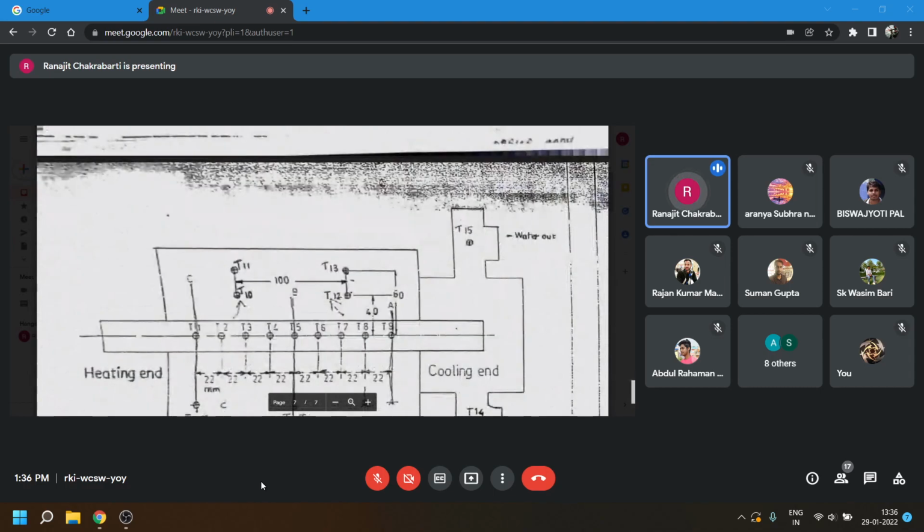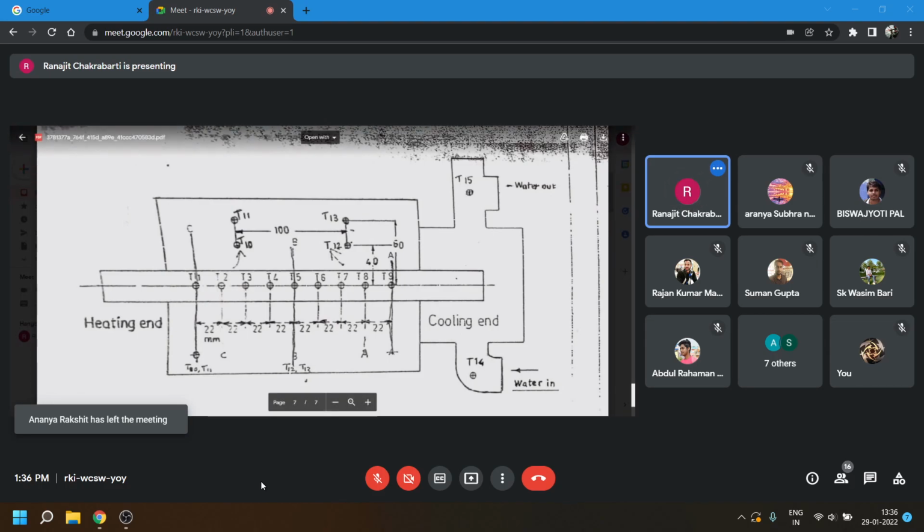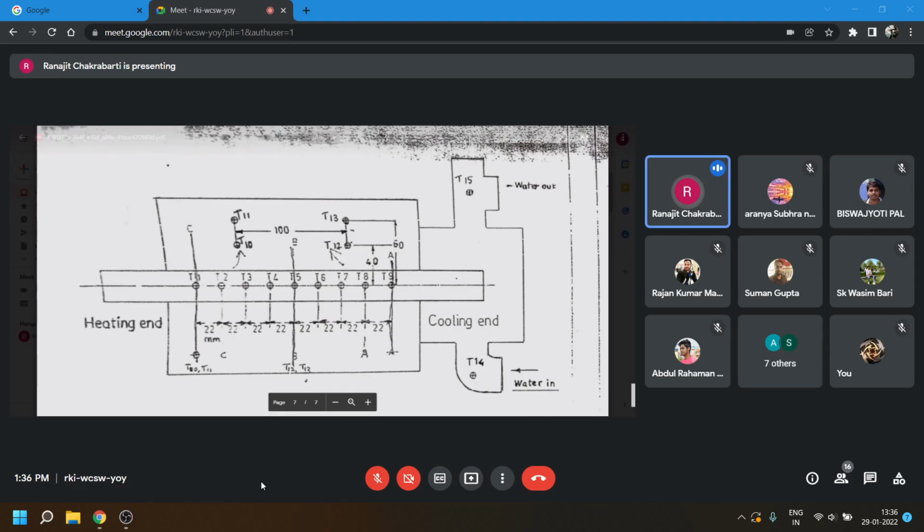This is another diagram, the modeling diagram. We are going to explain this theory. This is the experimental length of the rod, T1 to T9. These are the thermocouples. They are at equal distance from each other, that is 22 millimeters each. And we have got another 4 thermocouples, T10, T11 here, T12 and T13 there.